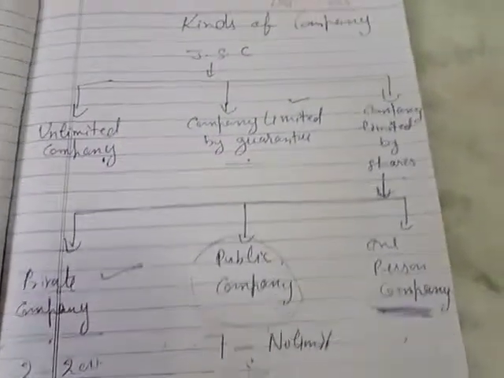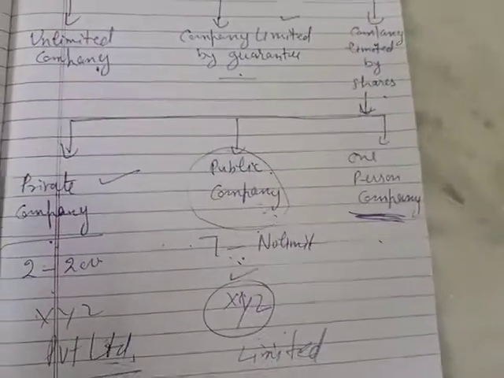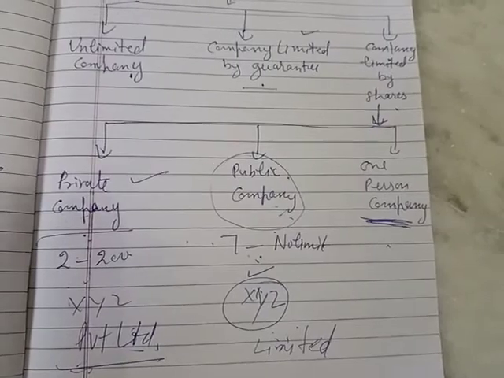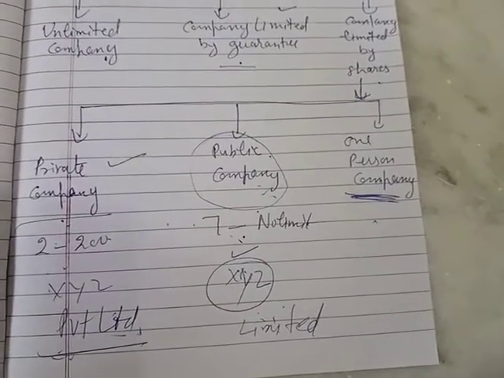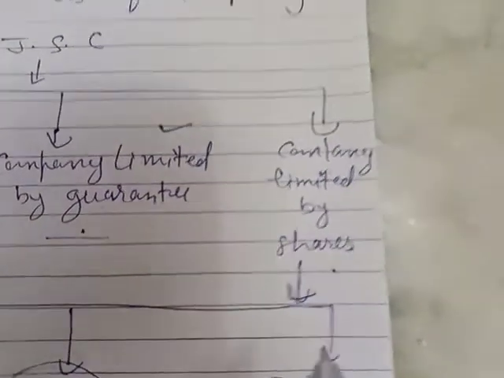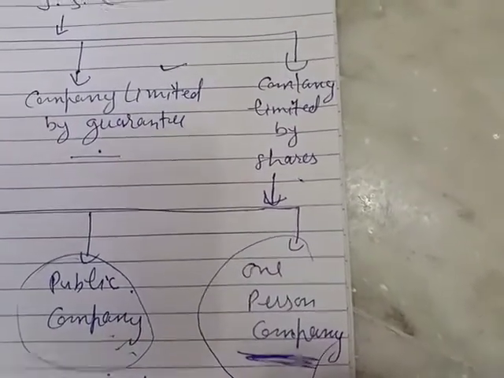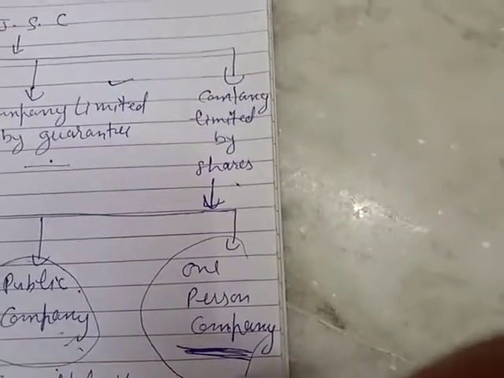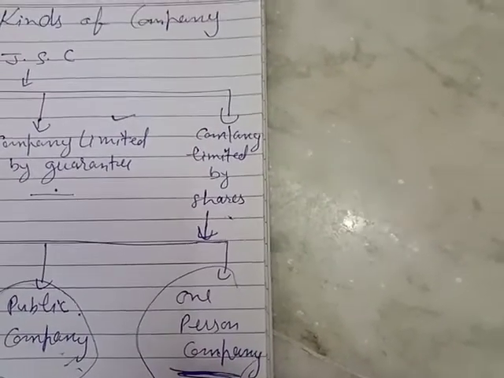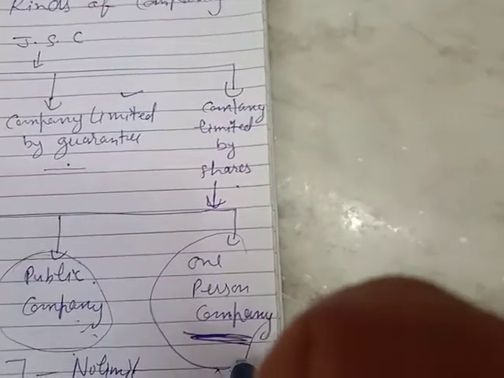Now what are its benefits? Benefits of OPC, one person company. One person company is not required to include cash flow statement in its financial statements. There is no need to prepare the cash flow statement for one person company. Then the provisions regarding the calling of annual general meeting, notice for a general meeting, quorum for meetings, proxies, etc. do not apply to the one person company.